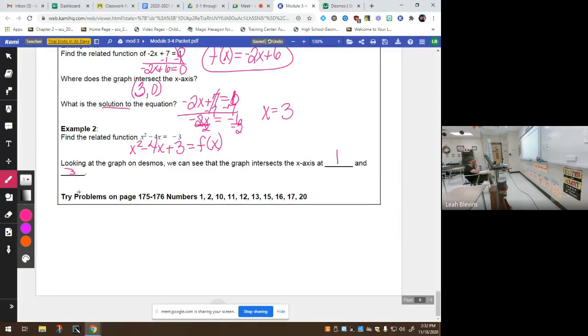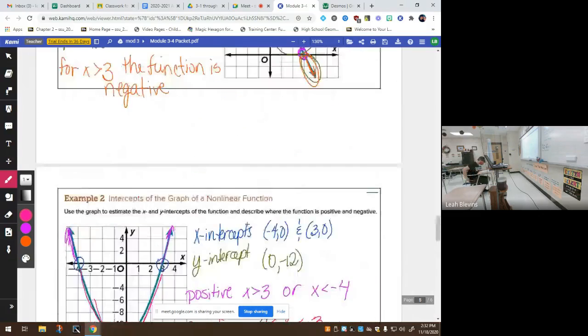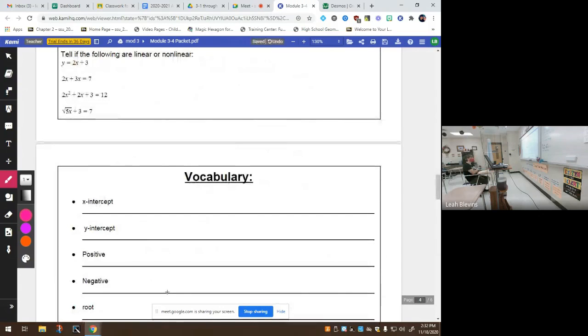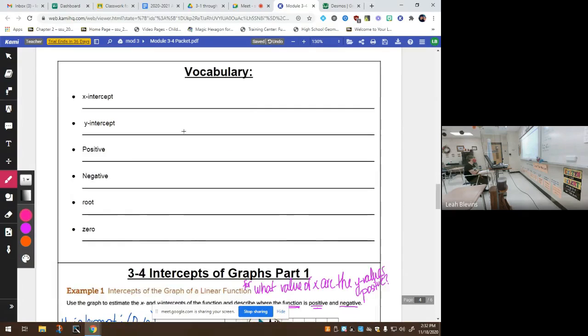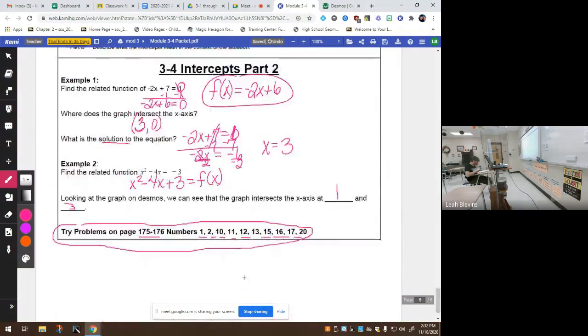Okay, so what you're going to do now is in your workbook, you have these problems that I would like for you to do. Page 175 and 176, numbers 1, 2, 10, 11, 12, 13, 15, 16, 17, and 20. Those will be due next week. And then I also want you to fill out the vocabulary here at the top of this page, okay? So we're working on vocabulary. We are working on these problems.